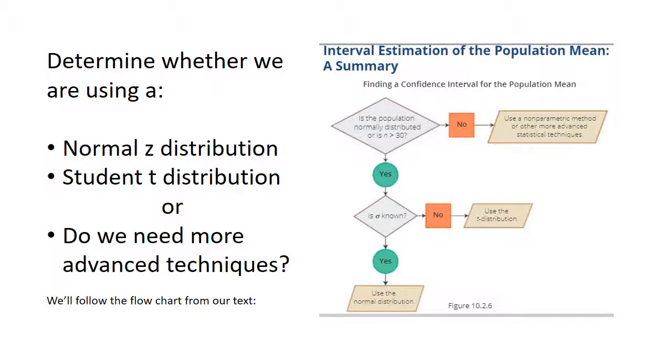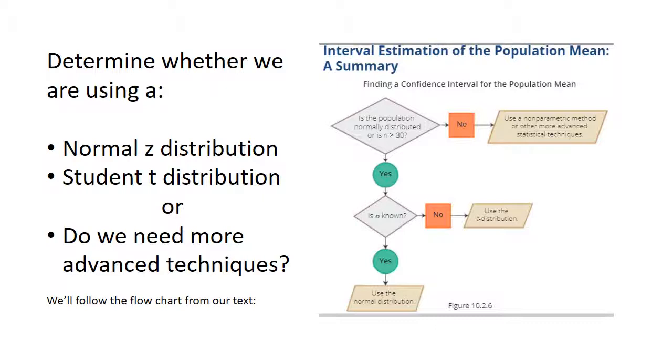Now, once we've decided that we have a good study and we are allowed to do calculations at all, we need to figure out what kind of calculation we're going to do. We are going to use our calculator to find a confidence interval using either a normal or a Z distribution or a student T distribution. Or we're going to decide we can't do anything because this study is... we can't do anything. We need more advanced techniques and we aren't learning those.